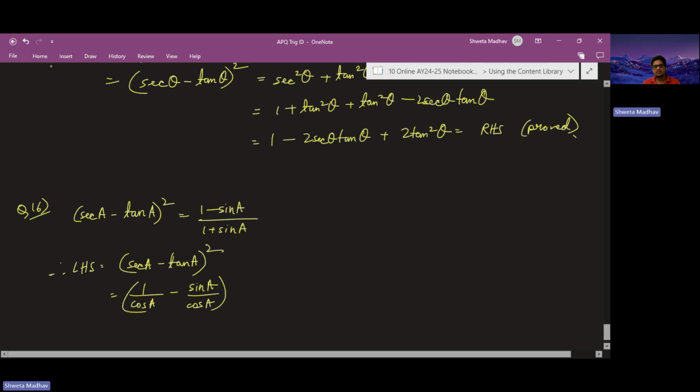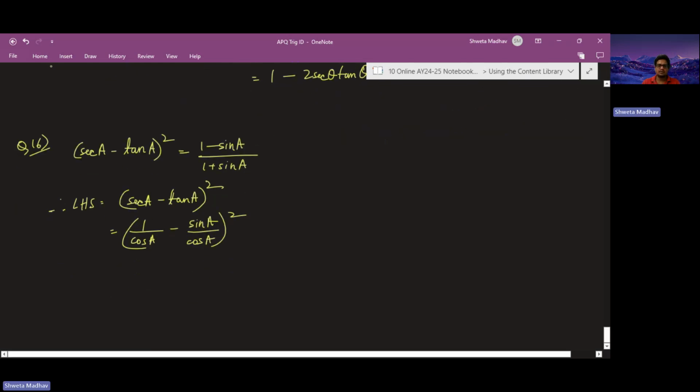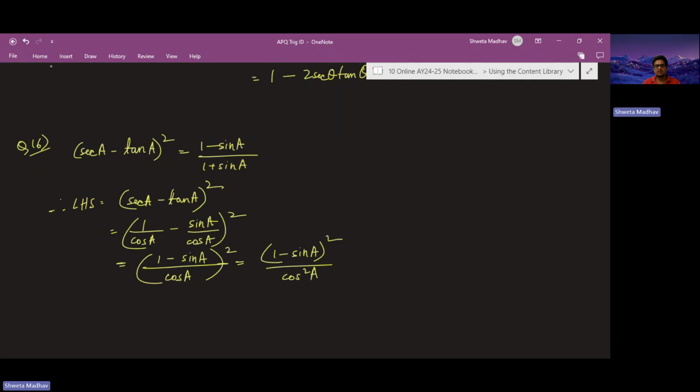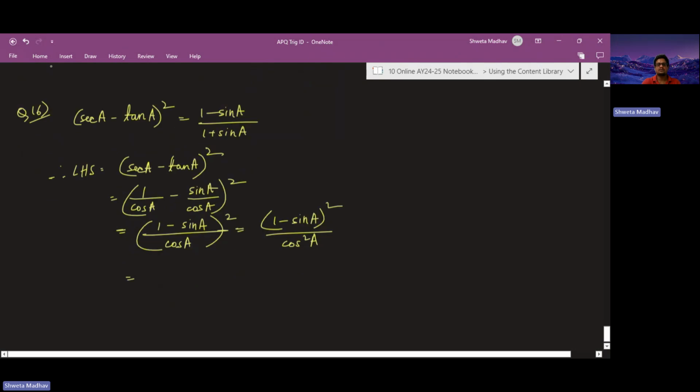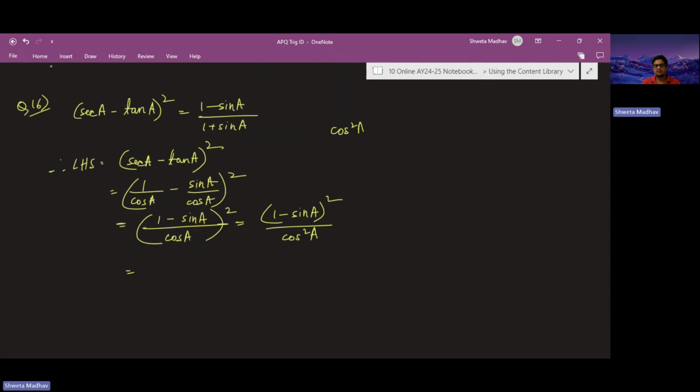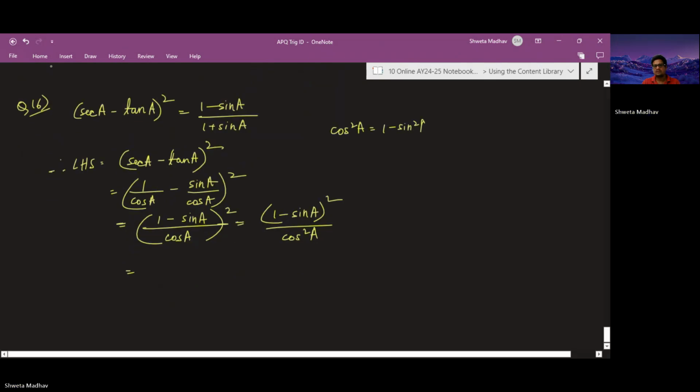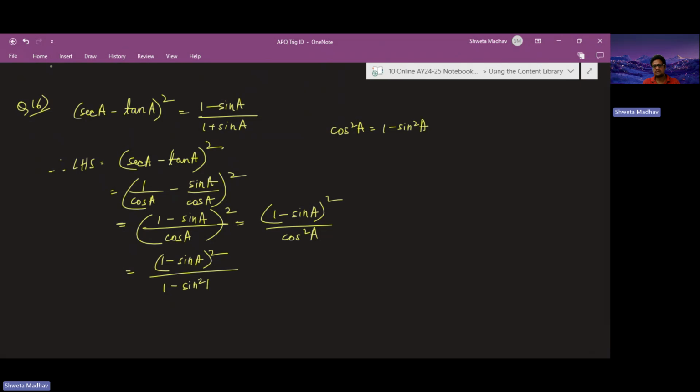So it's whole square. If we take the LCM of the denominator, it should be cos a, and the numerator will have 1 minus sin a, then it's whole square. So this will be equal to 1 minus sin a whole square divided by cos square a. Now we know that cos square a is equal to 1 minus sin square a. So we can take it as 1 minus sin a whole square divided by 1 minus sin square a.